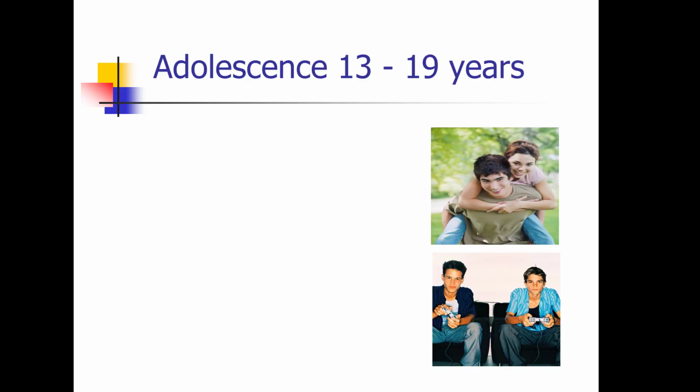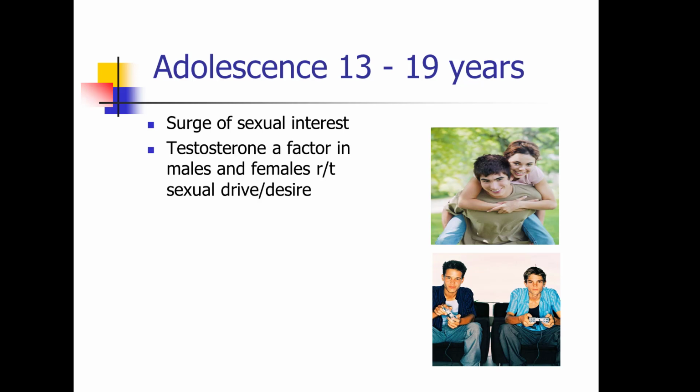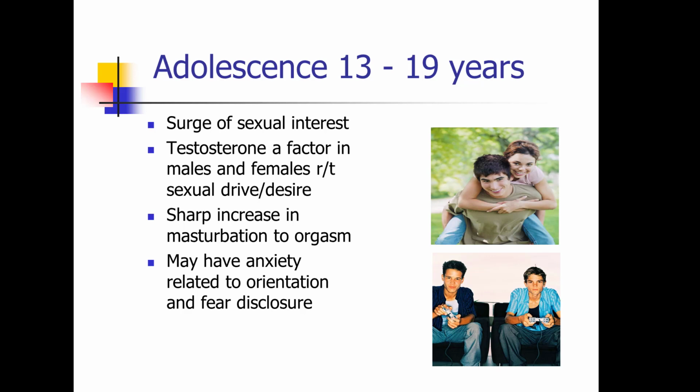In adolescence, from 13 to 19 years old, broadly defined, there is a surge of sexual interest. Testosterone is a factor in both male and female sexual drive, and there is a sharp increase in masturbation to orgasm, and also, for some adolescents, anxiety related to their orientation and a fear of disclosure.